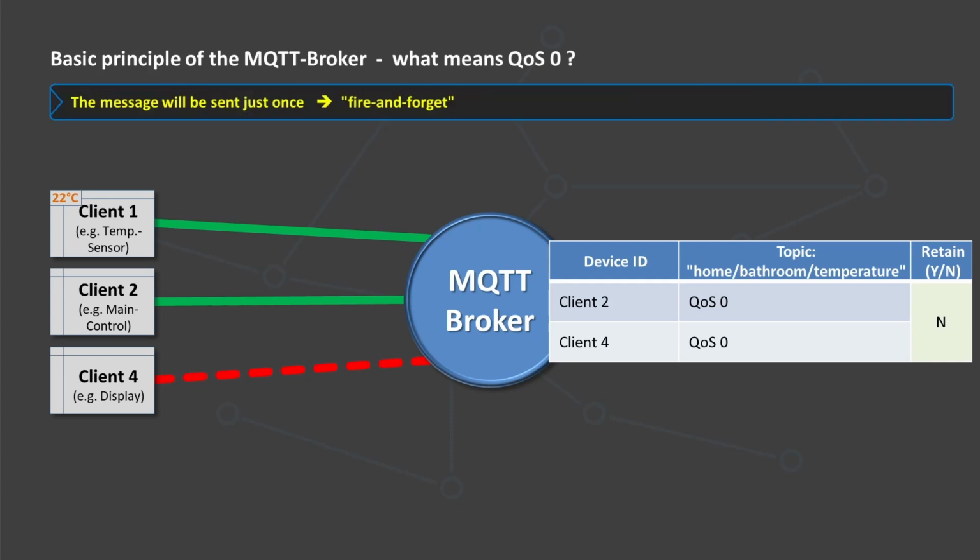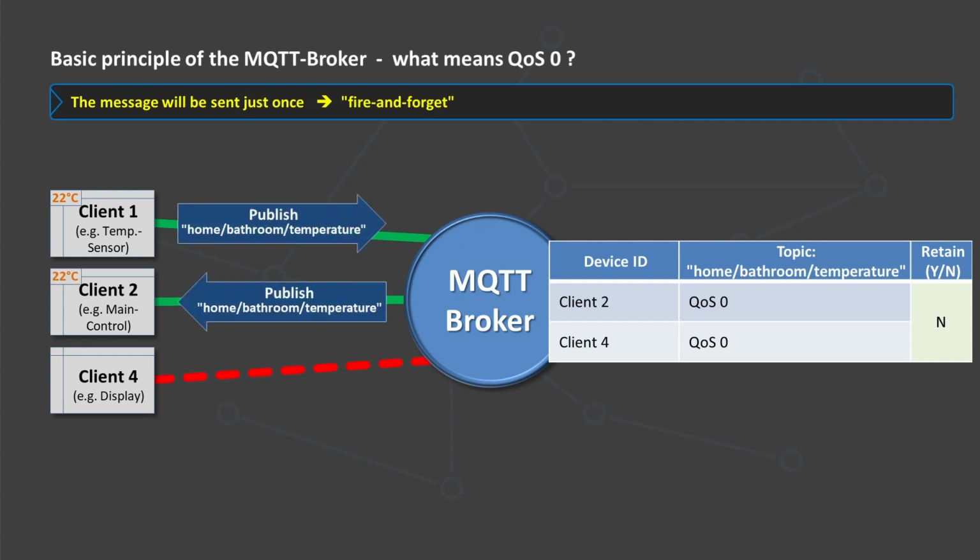With QoS 0, the MQTT message will be sent once and nobody cares if the subscribers have received the message or if they are physically connected or if there were any technical transmission problems. It's just a simple fire and forget.